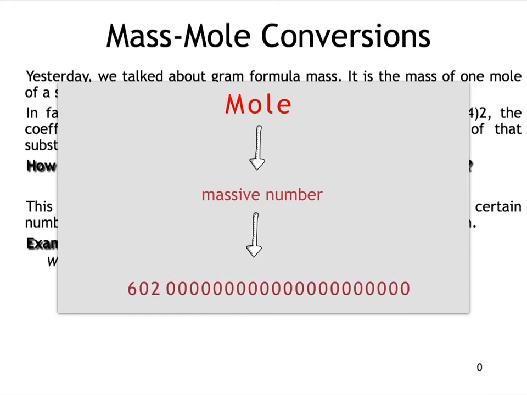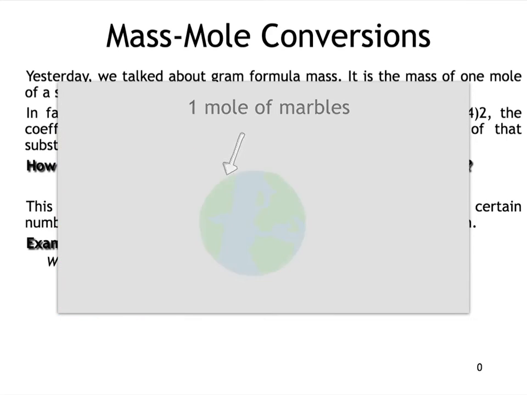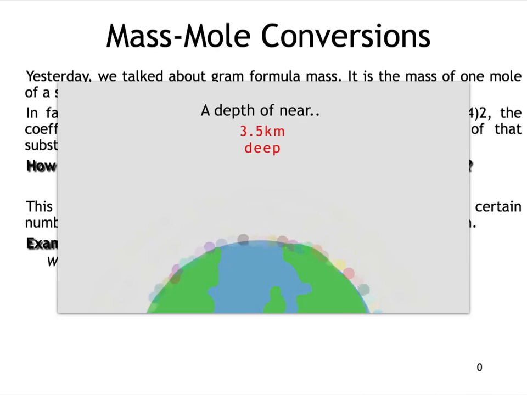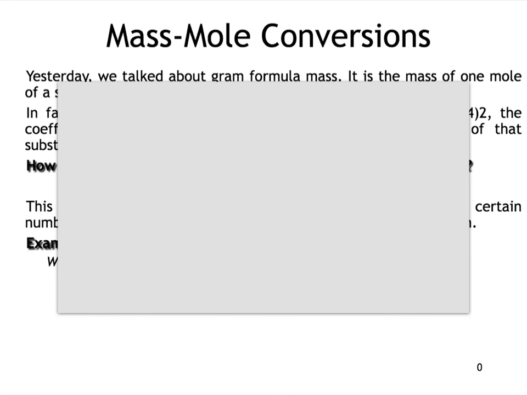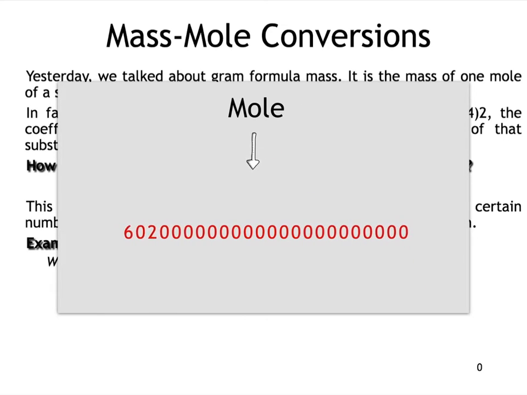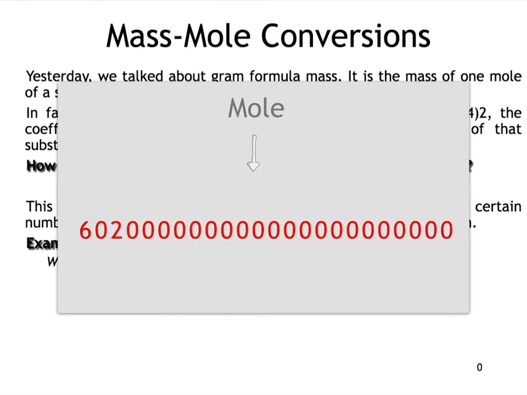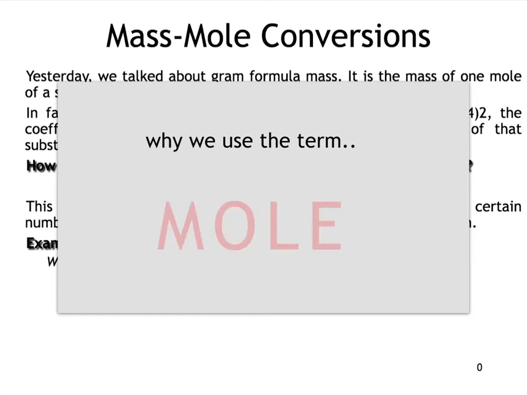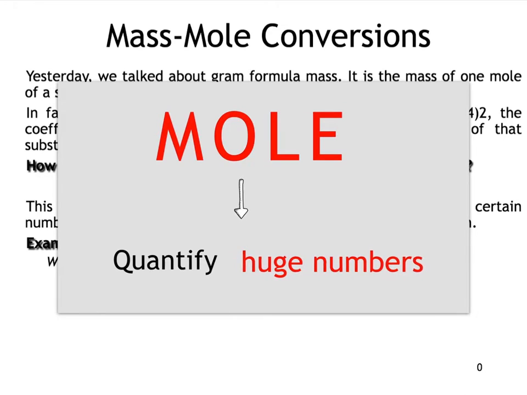Just to give you an idea of how huge this number is, if you took 1 mole of marbles, they would not only cover the entire Earth's surface, but they would cover it to a depth of near 3.5 kilometres deep. As you can see, a mole is a mind-blowingly large number. And the reason for this is that atoms are just so incredibly small. Now you can see why we use the term mole. It is just a convenient way to quantify huge numbers.